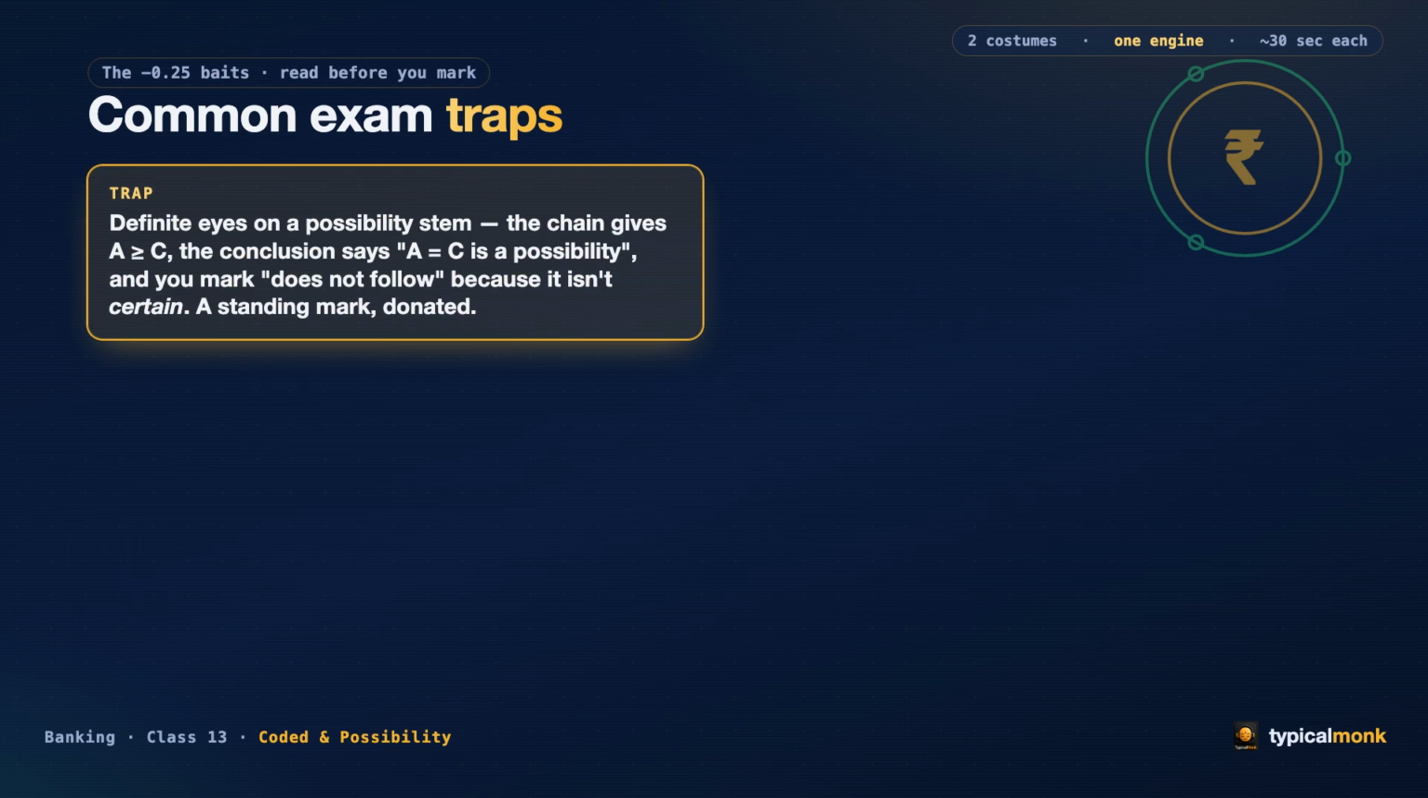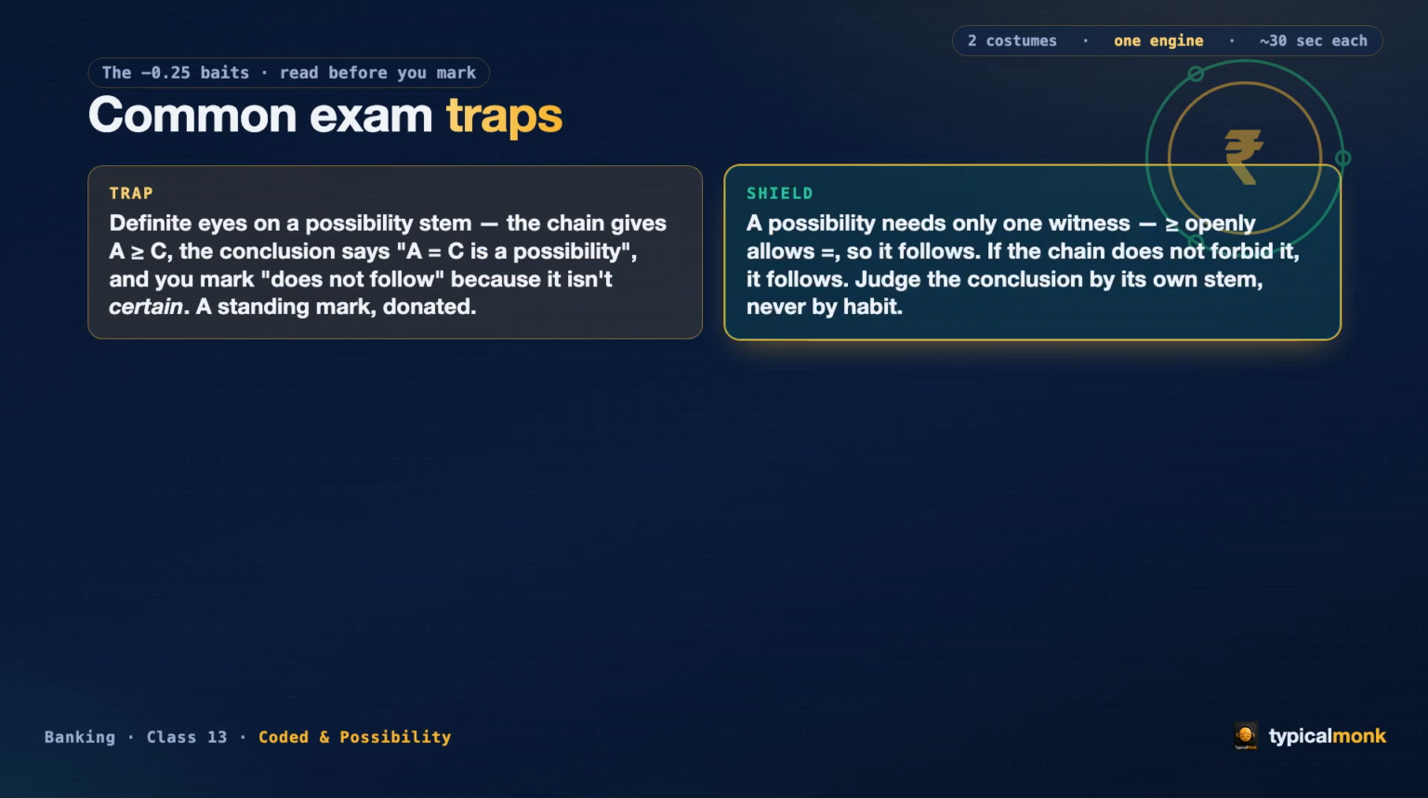Now the traps the examiner has worked hardest on. The minus 0.25 baits. Trap 1. Definite eyes on a possibility stem. Exactly what happened to Aryan. The chain gives A greater than or equal to C. The conclusion says A equal to C is a possibility, and you mark does not follow because it is not certain. A standing mark, donated. Shield: a possibility needs only one bigness. Greater than or equal to openly allows equal, so it follows.